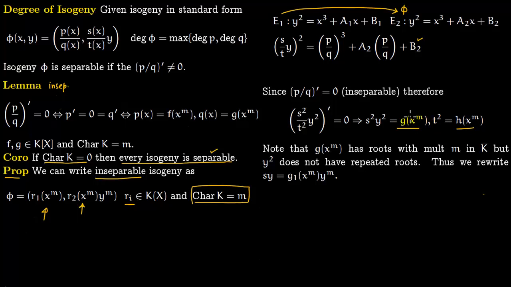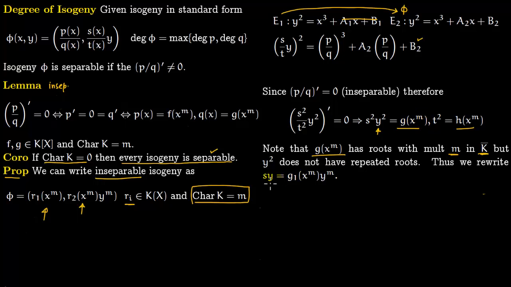Now notice that this g of x to the m has roots with multiplicity m in the closure of k, but this y square is essentially this elliptic curve right here. We know that this elliptic curve is non-singular. Since the elliptic curve is non-singular, it does not have repeated roots. So this y square does not have any repeated roots. Therefore we have to rewrite this equation again.